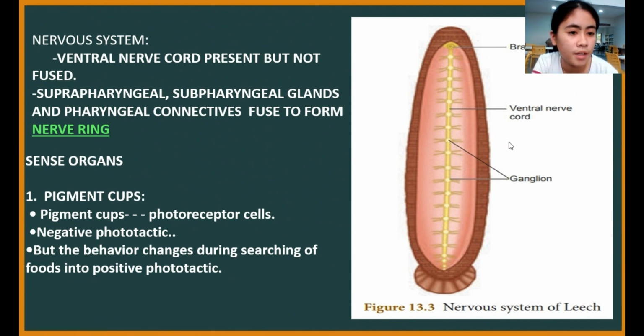So you have here the nervous system of the leech. Their ventral nerve cord is present, but not fused. Here, this one, the pharyngeal and suprapharyngeal ganglia, and the pharyngeal connectives fuse to form a nerve ring.